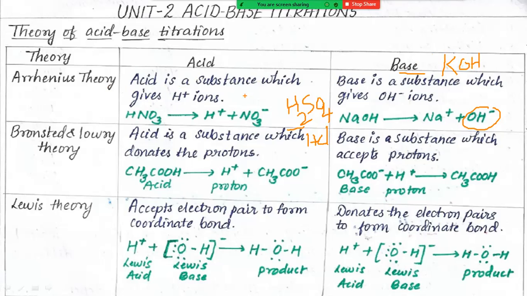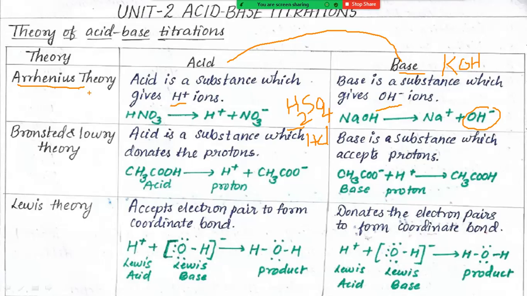But a problem is there: Arrhenius theory does not explain substances which are dissolved in non-aqueous solvents. These substances only dissolve in aqueous medium, releasing H plus ions and OH minus ions, right? But Arrhenius theory fails to explain compounds or substances dissolved in non-aqueous solutions or gaseous solutions. So that is one limitation of Arrhenius theory.